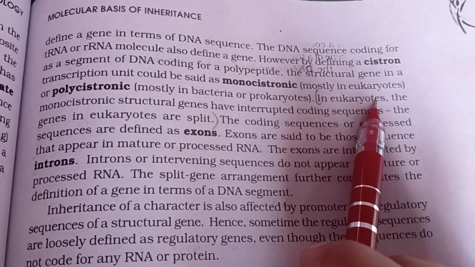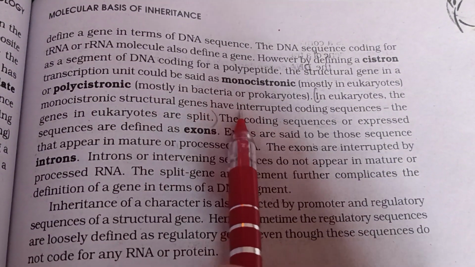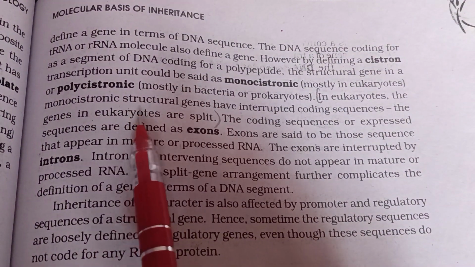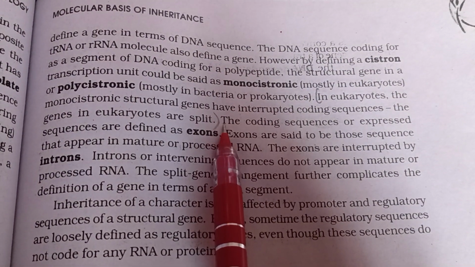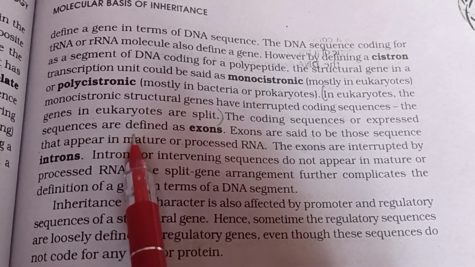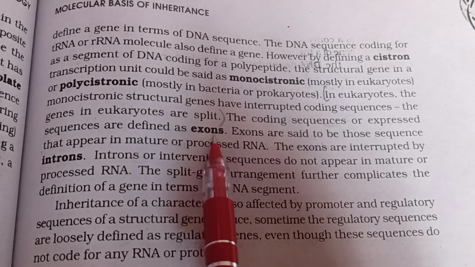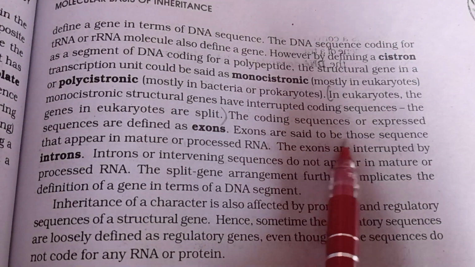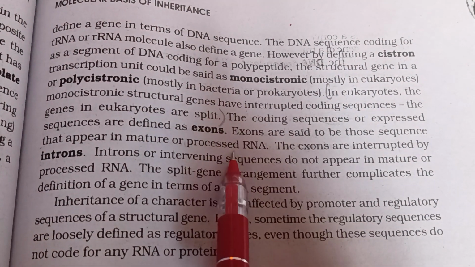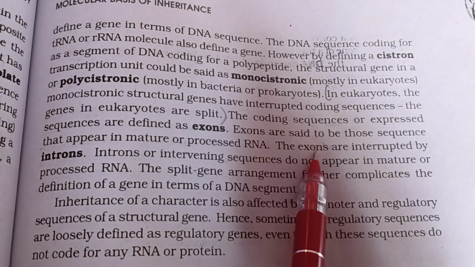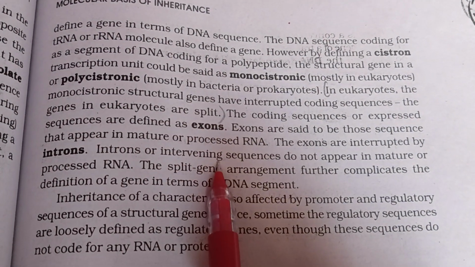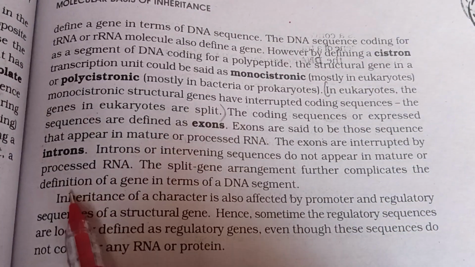So in eukaryotes, the monocistronic structural genes have interrupted coding sequences. The genes in eukaryotes are split. The coding sequences or expressed sequences are referred to as exons. So exons are those sequences that appear in mature or processed RNA. The exons are interrupted by introns. Introns or intervening sequences do not appear in mature or processed RNA.